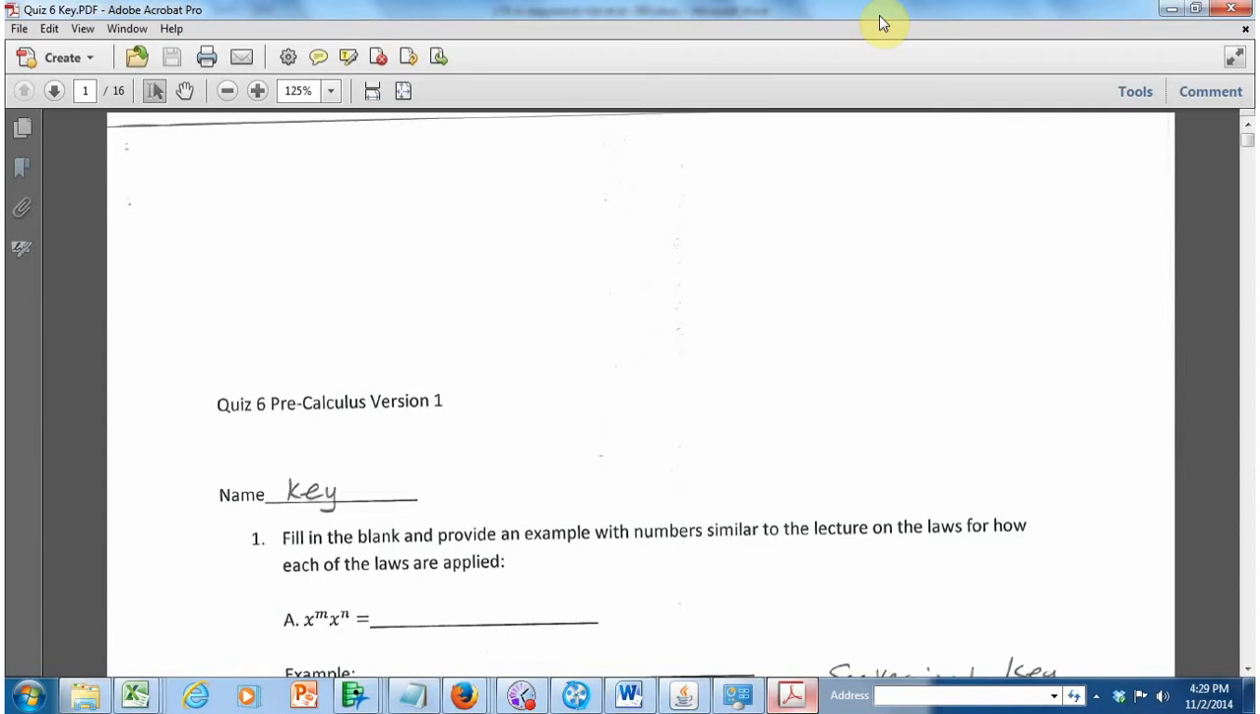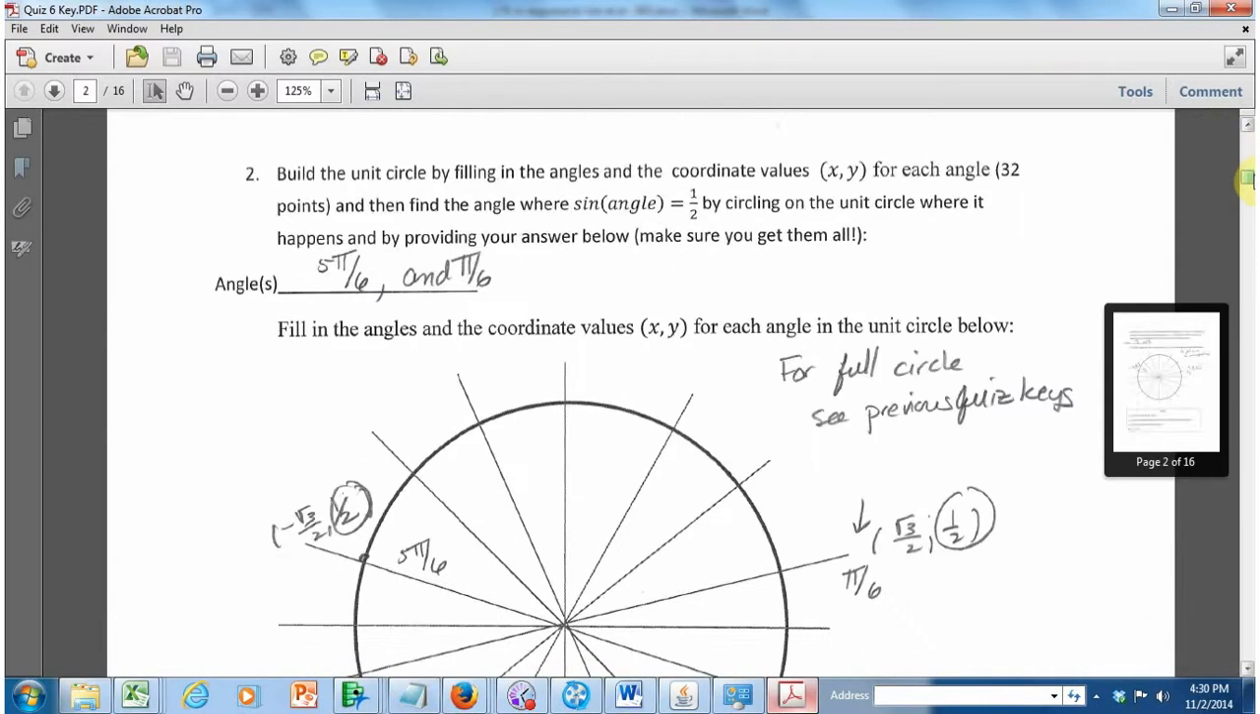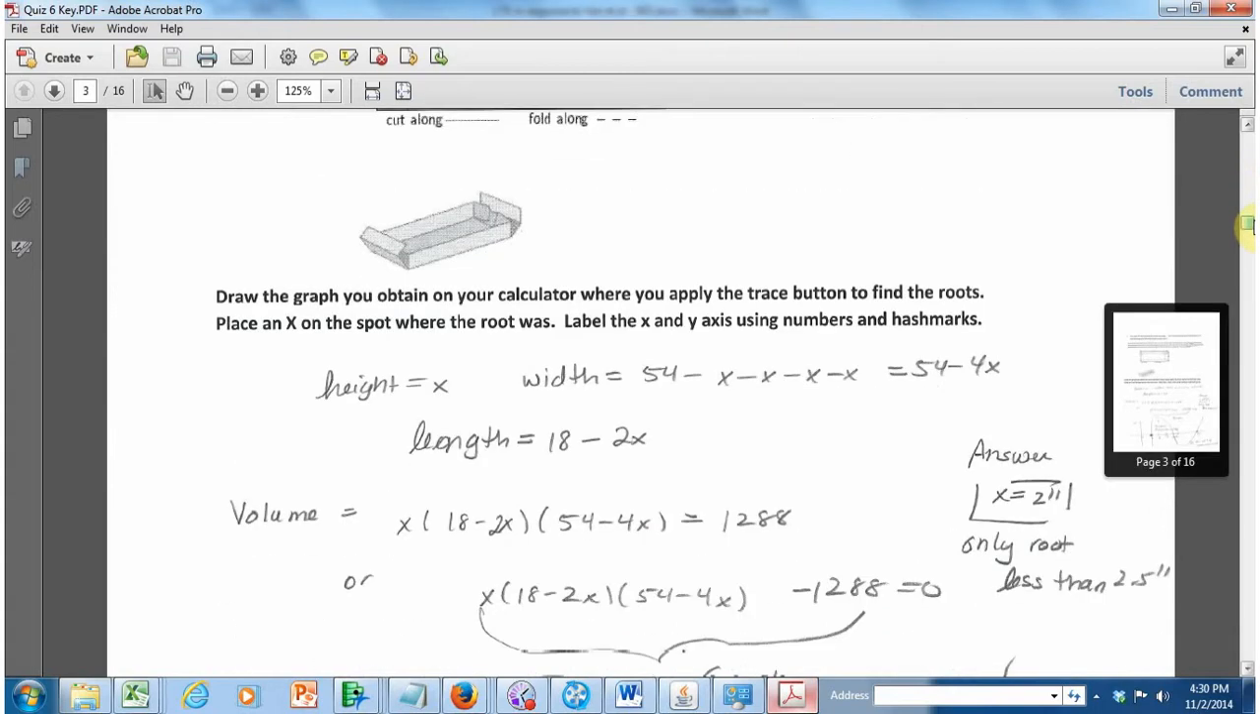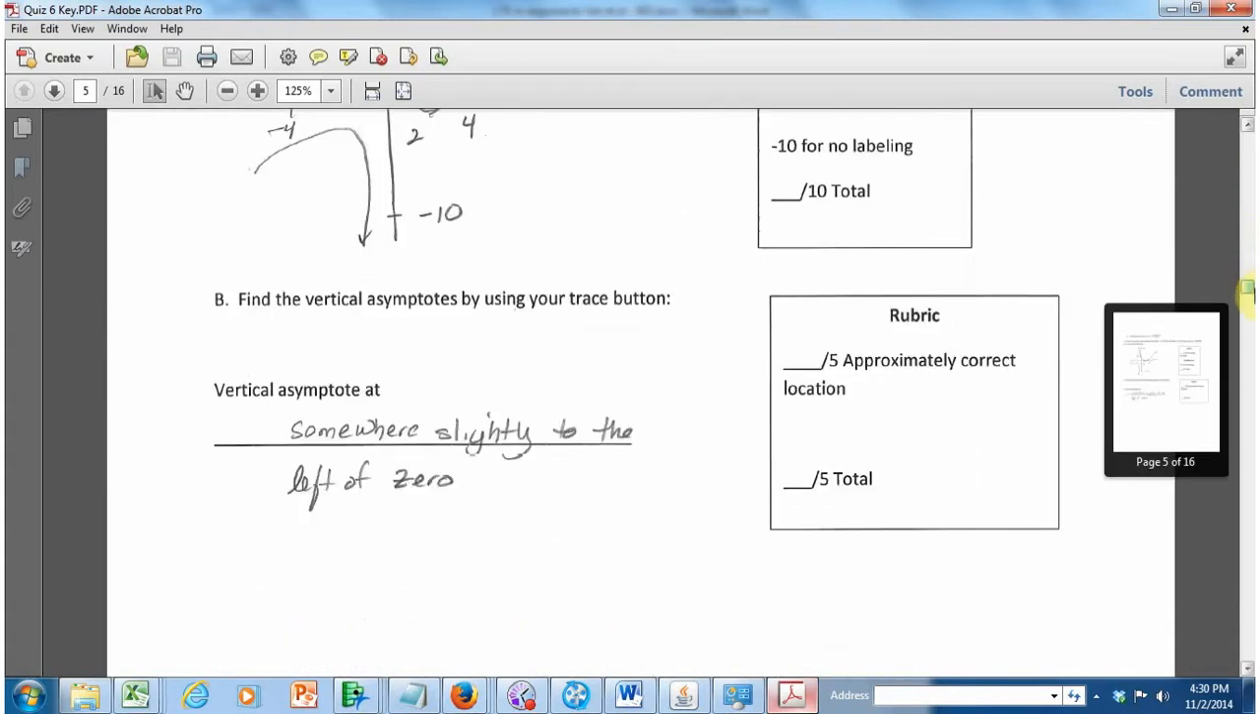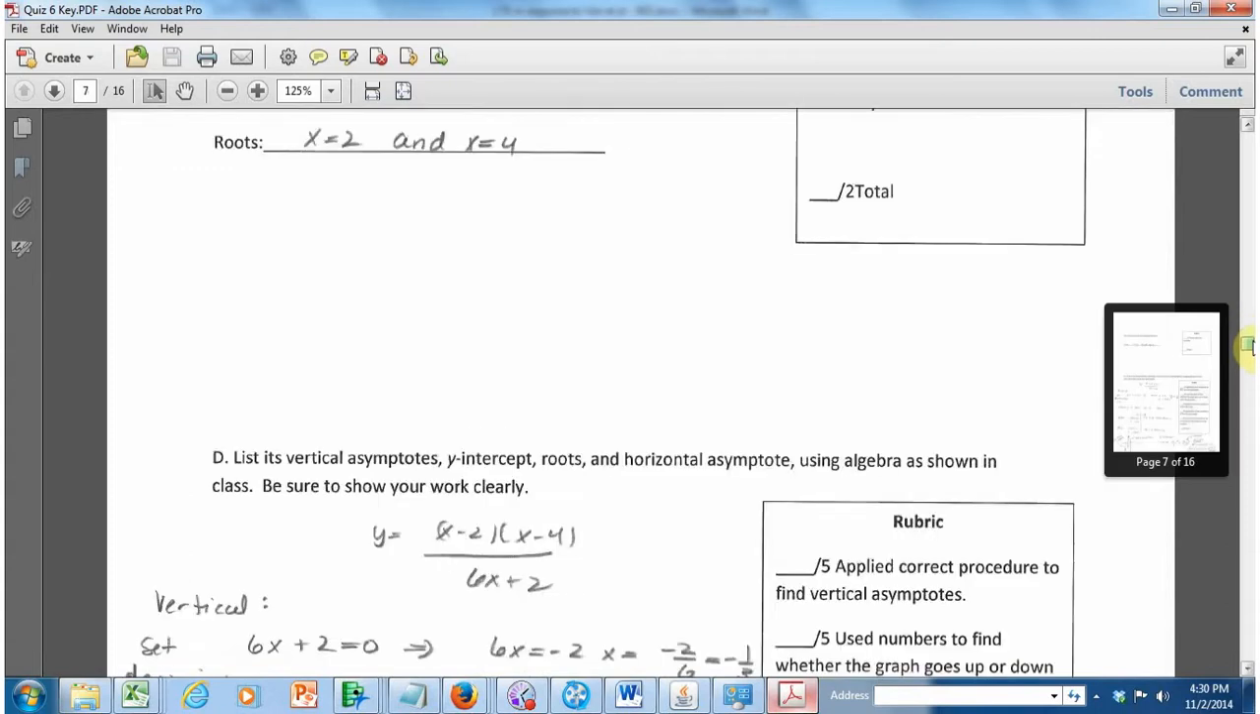But I still need to get you ready for the exam, so I wanted to go over with you the quiz, which a large part is on the exam. So let me start with the first questions right here.